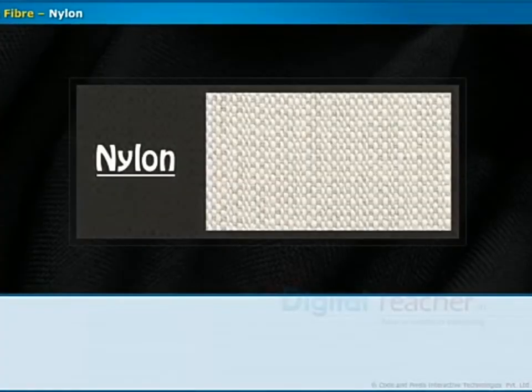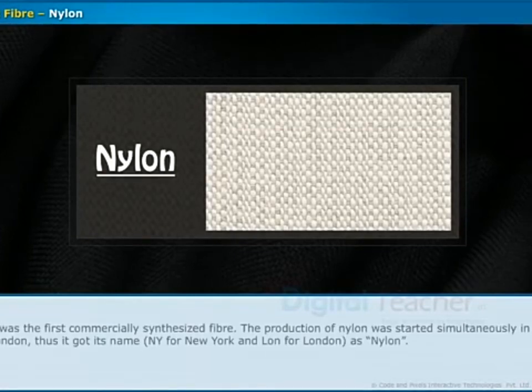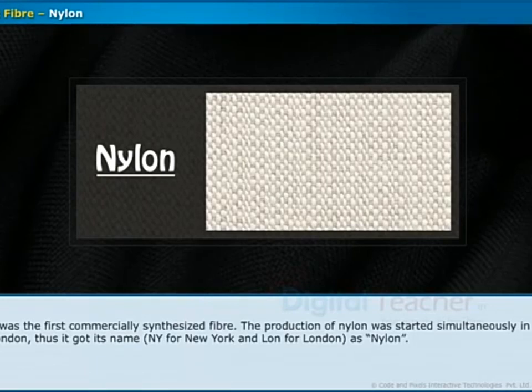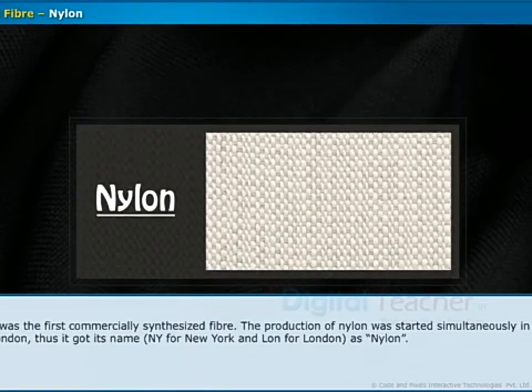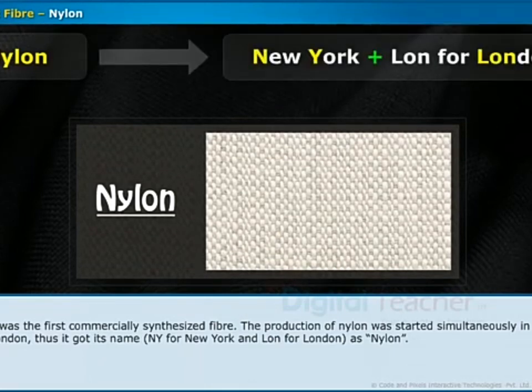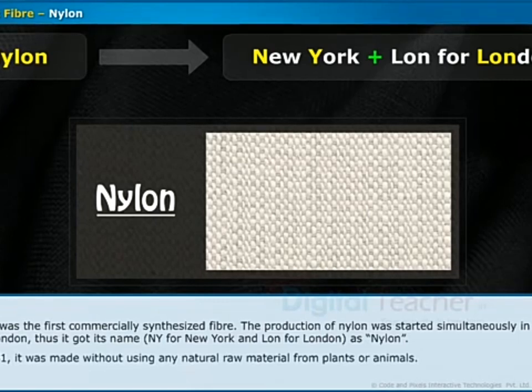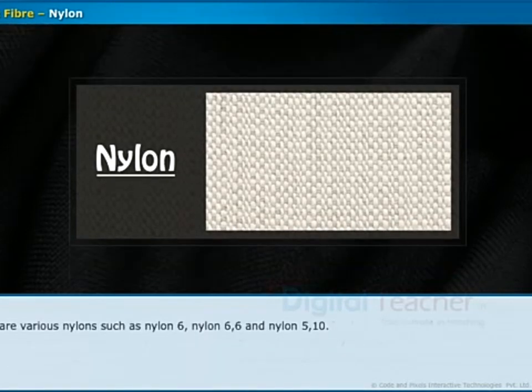Now, we are going to study about nylon, which is a type of synthetic fiber. Nylon was the first commercially synthesized fiber. The production of nylon was started simultaneously in New York and London. Thus, it got its name, NY for New York and LON for London, as nylon. In 1931, it was made without using any natural raw material from plants or animals. There are various nylons such as nylon 6, nylon 6,6 and nylon 510.